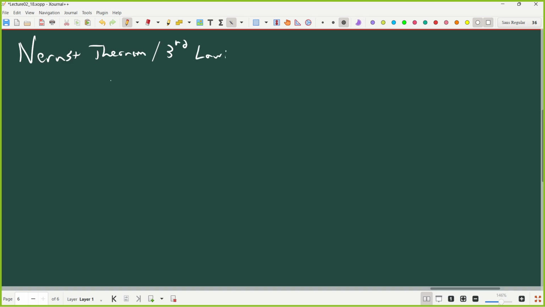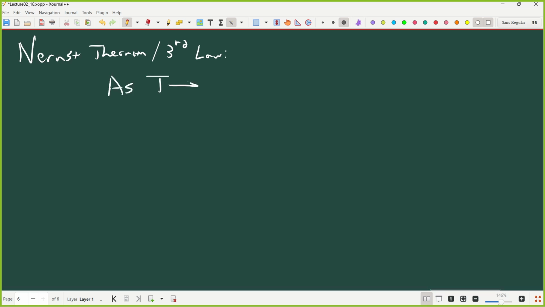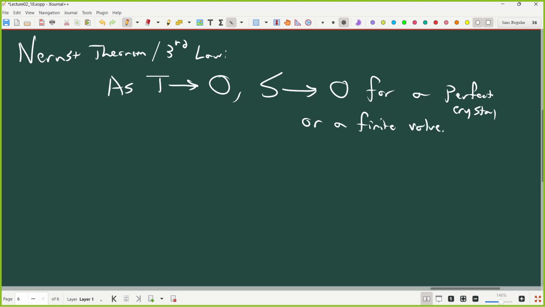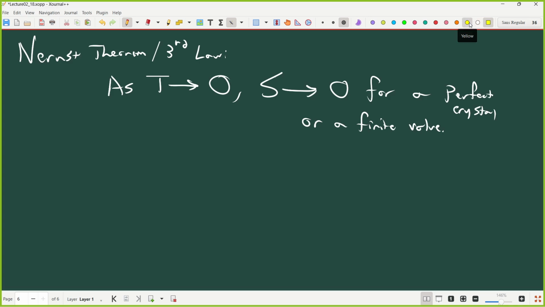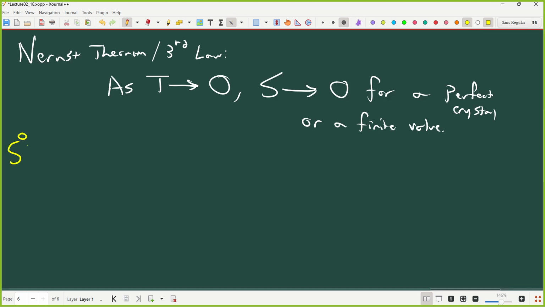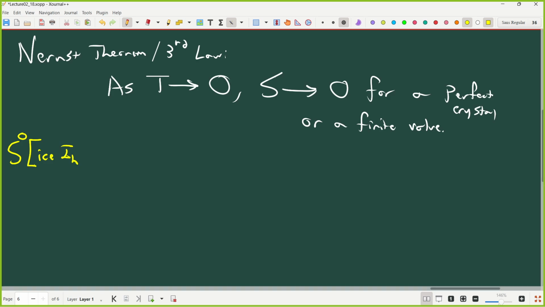which says that as T goes to 0, S either goes to 0 for a perfect crystal or to a finite value. So that means, let's think about, for instance, what is the entropy of ice, which is IH, hexagonal ice, at 0 Kelvin?